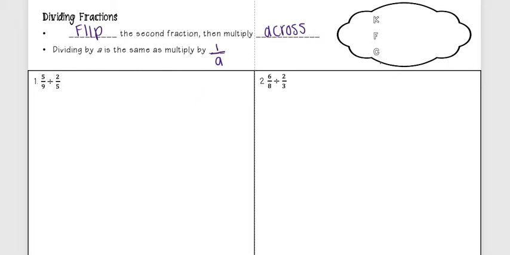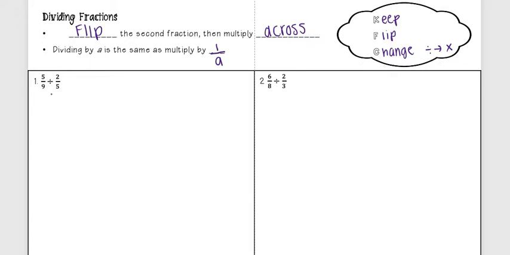And so some kind of acronym that you can use to remember the steps for dividing fractions is KFC. And what that stands for is keep. So you're going to keep that first fraction, flip the second fraction, and then change. And so change that division to multiplication.